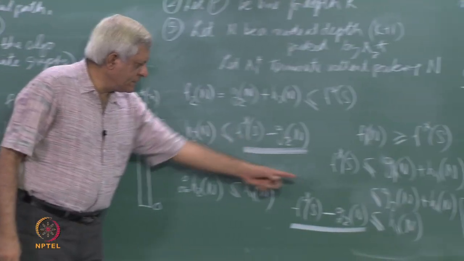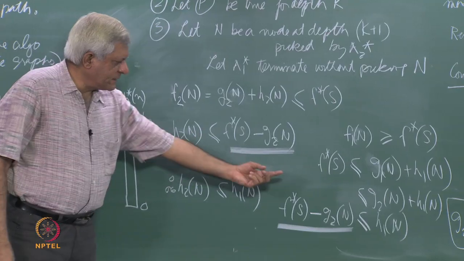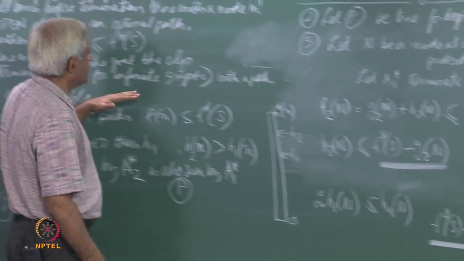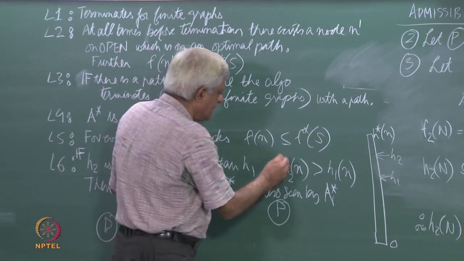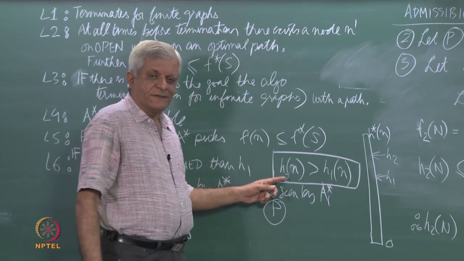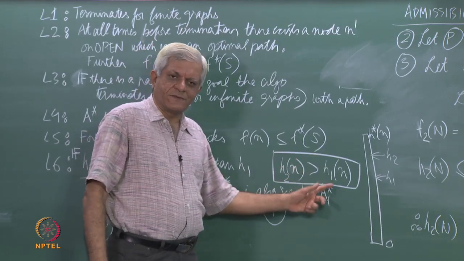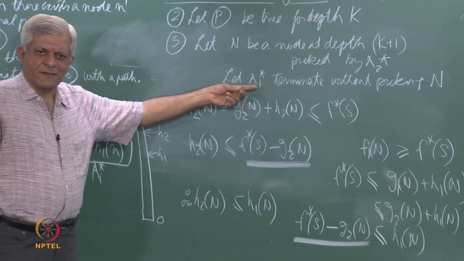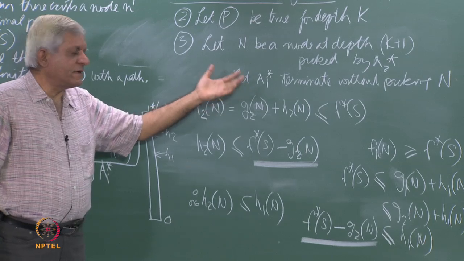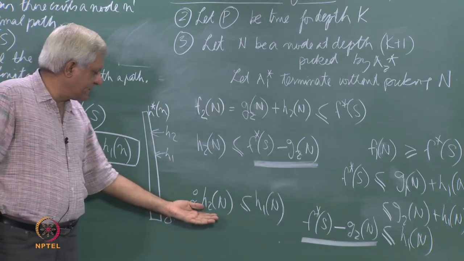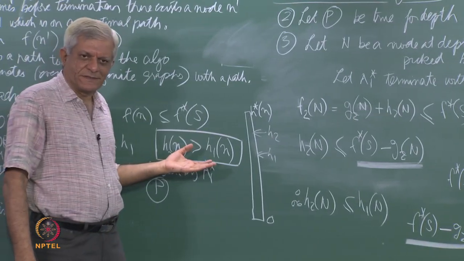simply by transitivity here, h2 of n is less than or equal to h1 of n, which is a contradiction, because we assumed that h2 of n is always greater than h1 of n. The only assumption we have made is that A1 star terminates without picking n, and that has led to this statement which contradicts our original statement essentially.